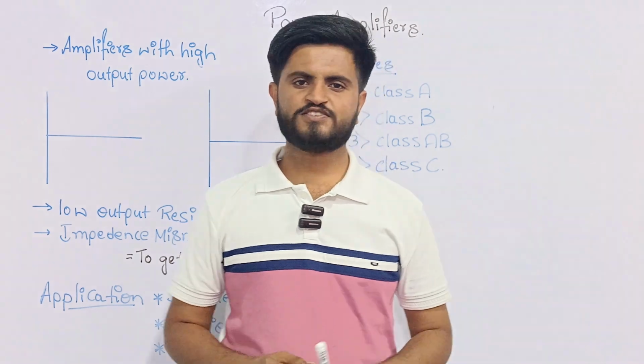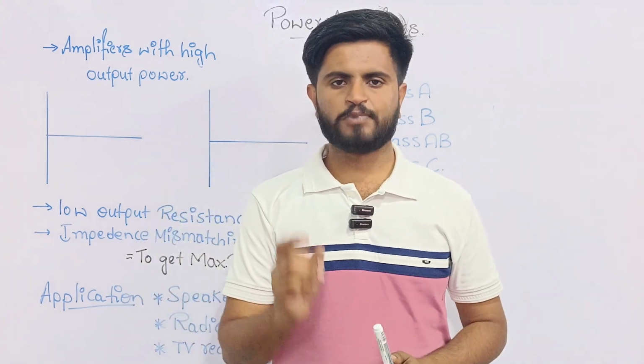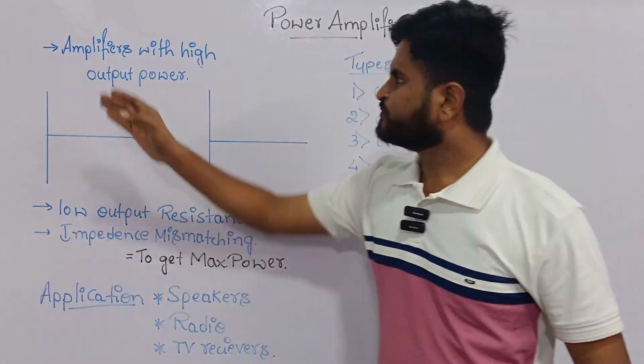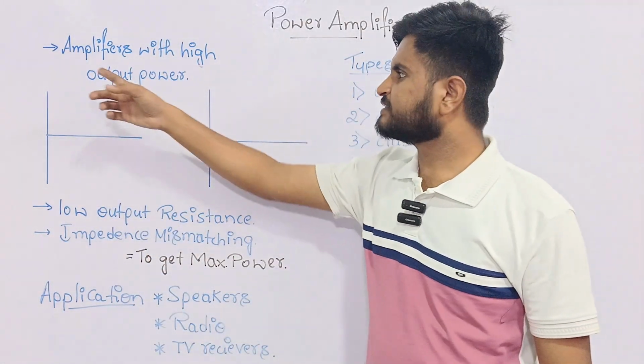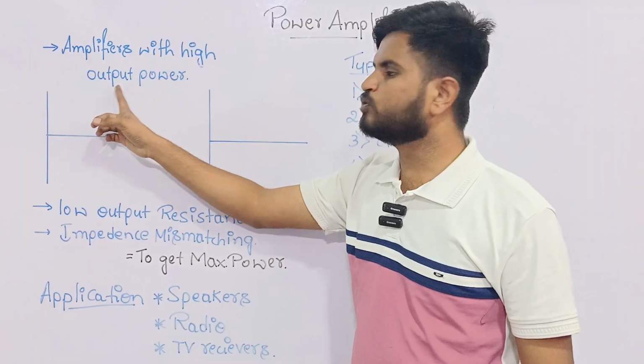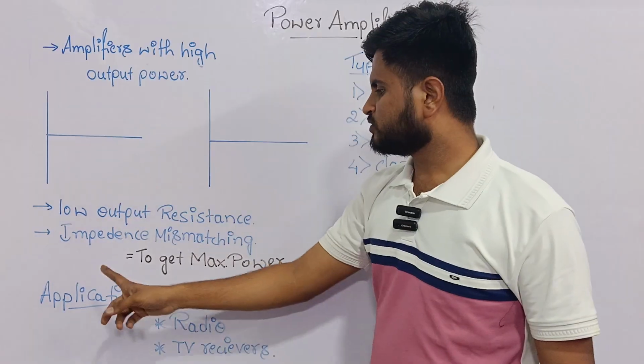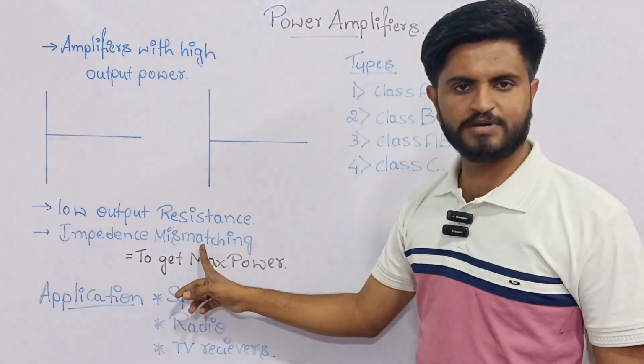Hello everyone, in this video let's discuss the power amplifier and their classifications. So if you see here, these power amplifiers are the amplifiers with high output power. They will be having high output power, so impedance mismatch will be happening.